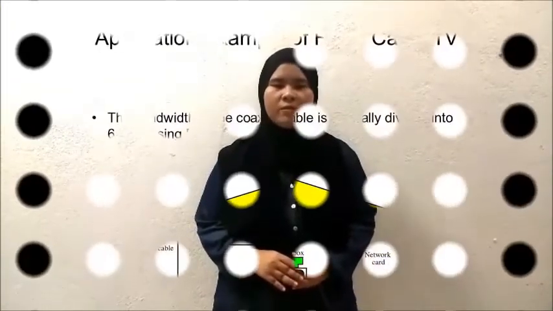Frequency division multiplexing (FDM) is an analog technique that can be applied when the bandwidth of a link in Hz is greater than the combined bandwidth of the signals to be transmitted.